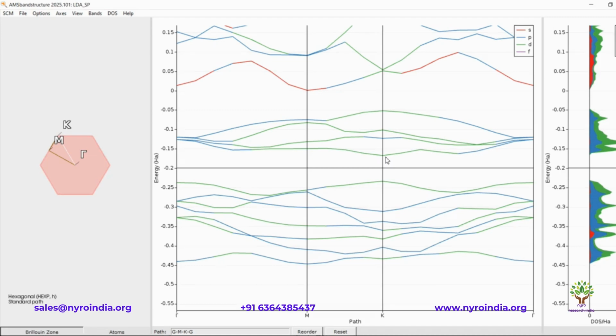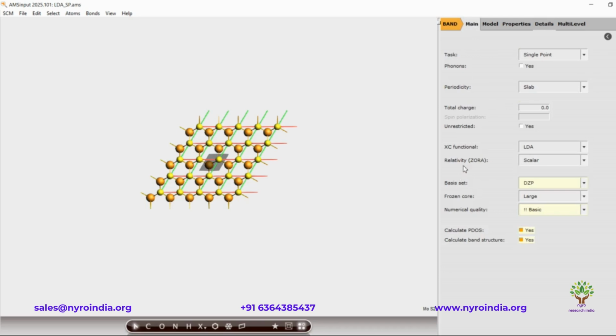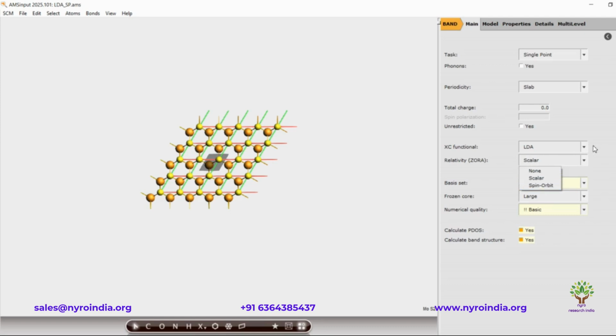Then the valence and conduction band edges, the energy levels of the valence band maximum and conduction band minimum, which will determine the electronic properties of the material. Then the spin orbit coupling: if SOC was included, we might observe a splitting of the bands, particularly at the valence band maximum at the K point. In this case, we didn't include relativistic effects; we just went with scalar. If we opt for spin orbit coupling, we can definitely focus on the spin orbit splitting I have mentioned.